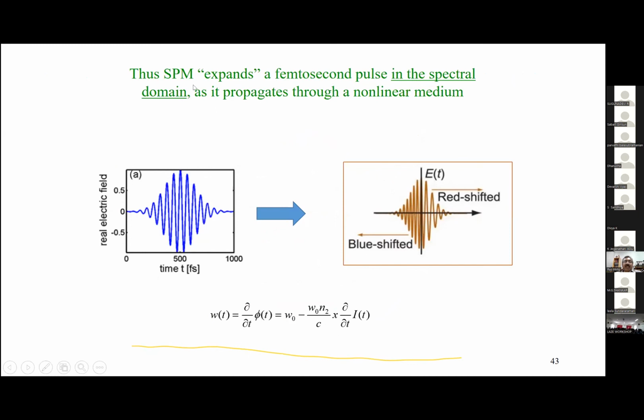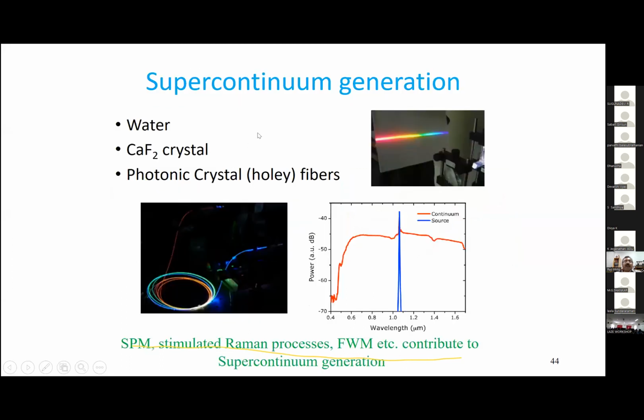So the self-phase modulation expands your pulse in the spectral domain. You started off with a pulse of this kind with the same central frequency here. However, the positive part becomes red shifted and the negative part becomes blue shifted because of chirping, because of this equation. What you get out here has much more spectral bandwidth than what you started off with. The extreme case of this is supercontinuum generation.